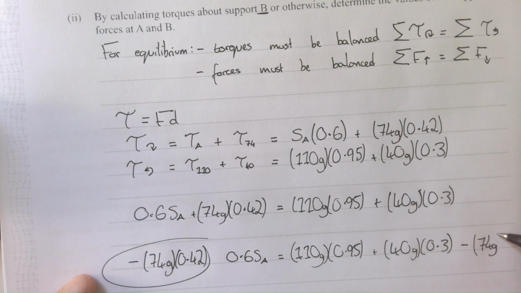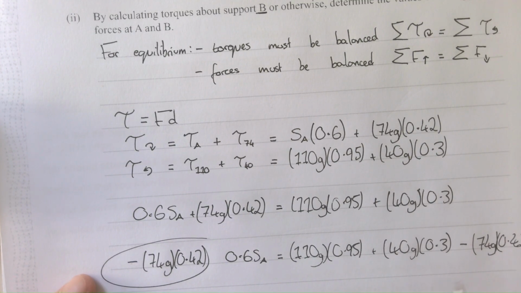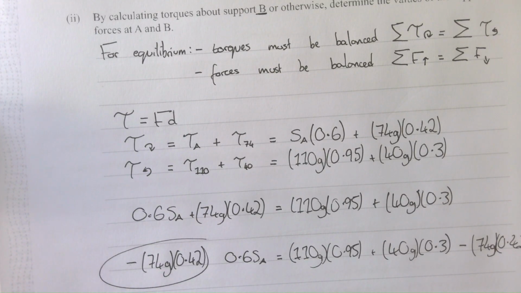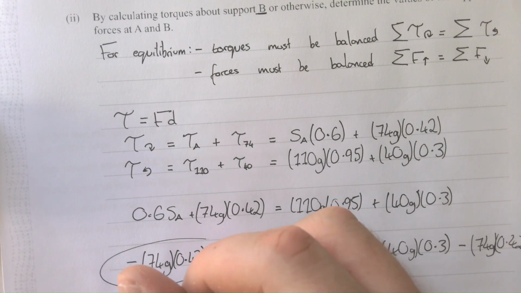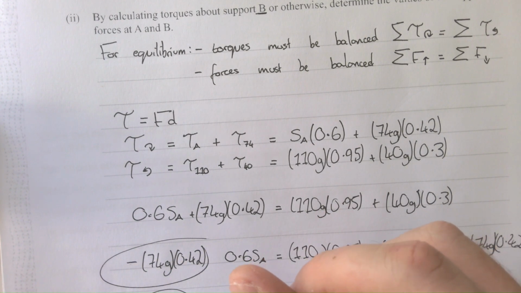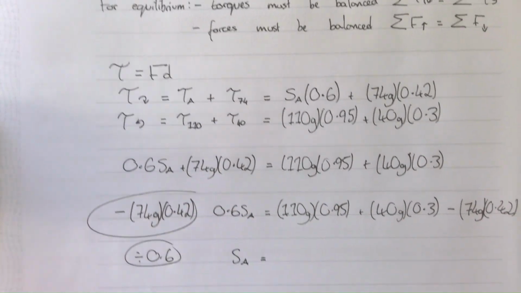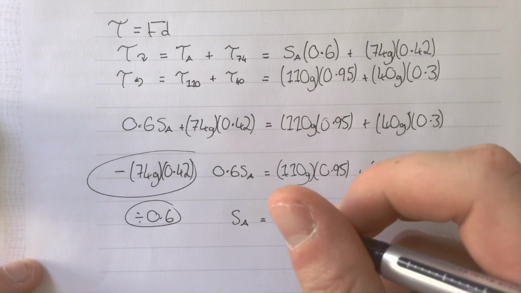74G 0.42. There might be people that will tell you that now you can collect up your like terms in terms of G and simplify it before doing anything else. Again, it's just more effort. I'm then going to divide it by 0.6 to get the SA on its own. So SA is equal to all of that over 0.6.